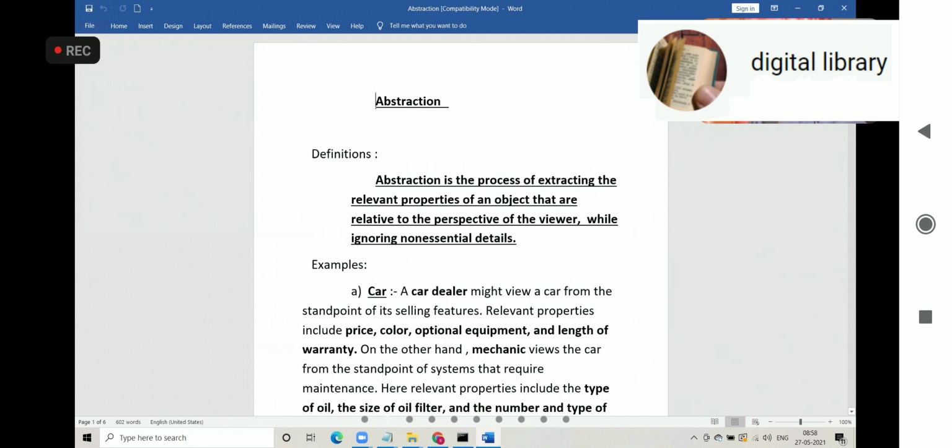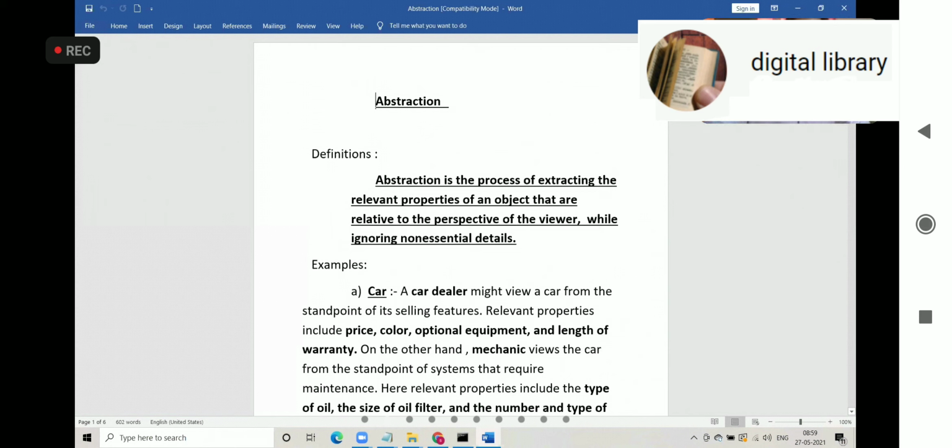Let me tell you, before I go to some more examples, this abstraction is there to reduce the complexity of an object. Every real life object is a complex object. To reduce that complexity, abstraction has been given. That means whenever you look at any real life object, you don't have to understand everything of it. You just have to understand that much which is important for you. That is abstraction. Car example I gave.